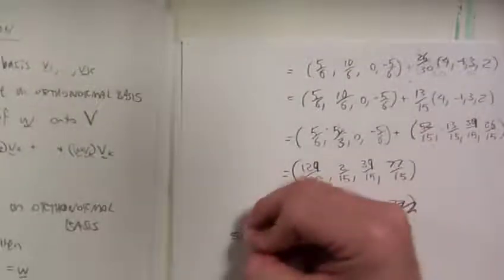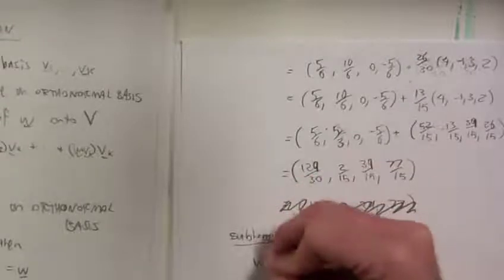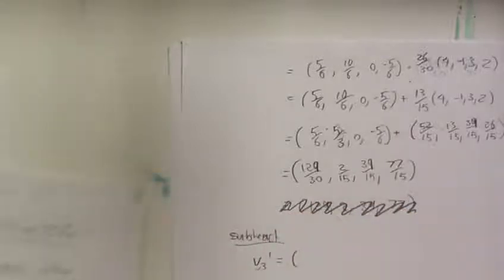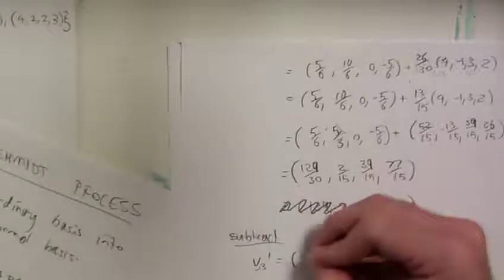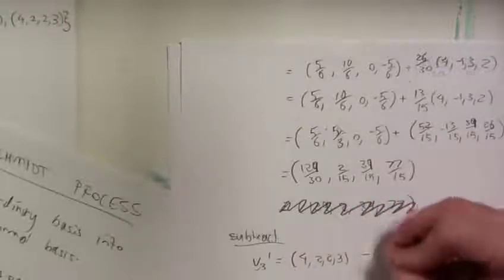Is that 34 and 15? I think it's a 39. Have I done that wrong? Yeah, 39. That was the projection. I have to subtract yet. So my V3 dash is my original U3, which was 4, 2, 2, 3, and I have to take off this.